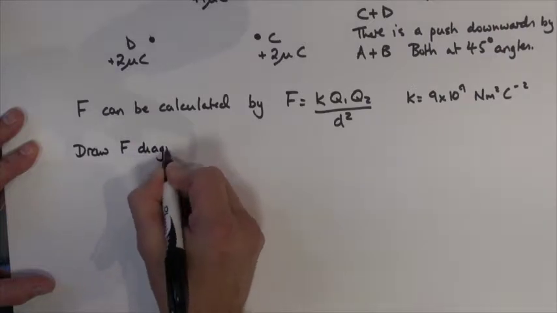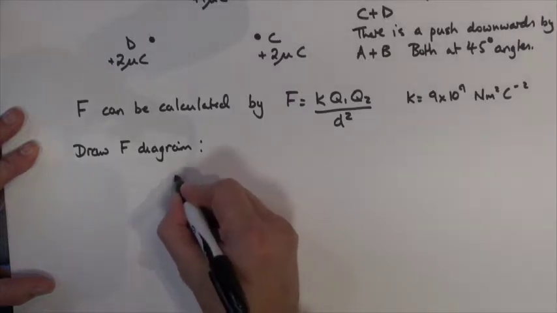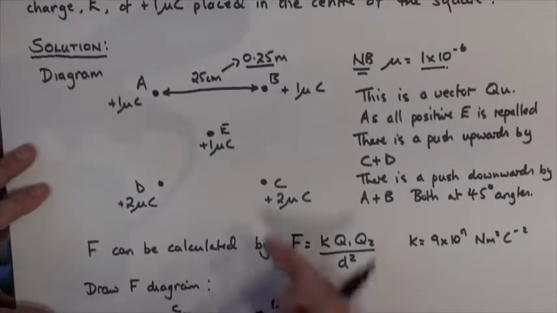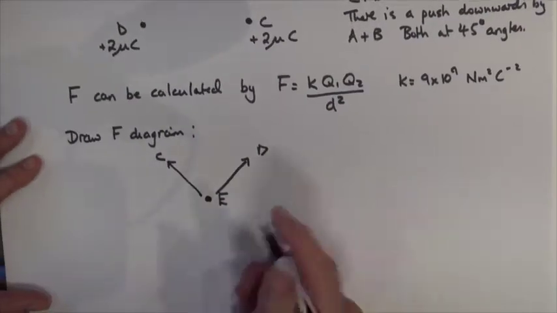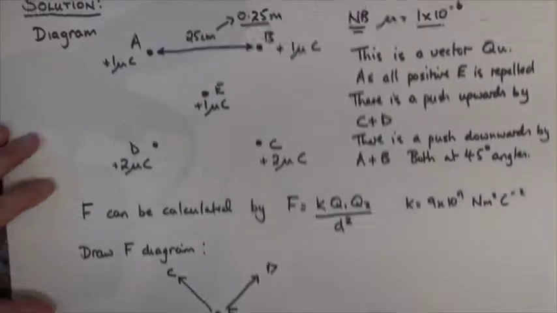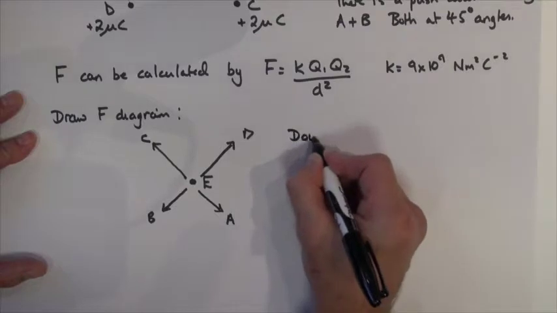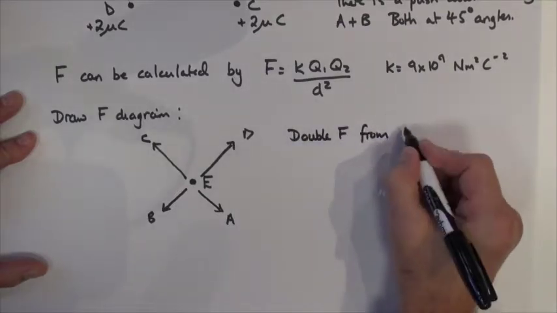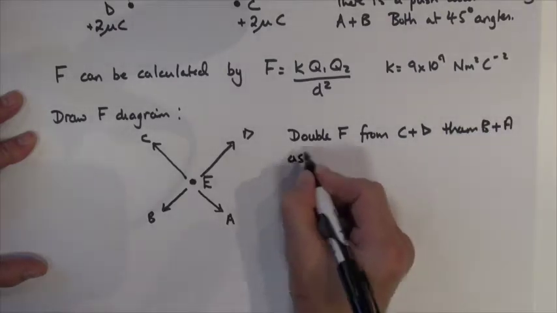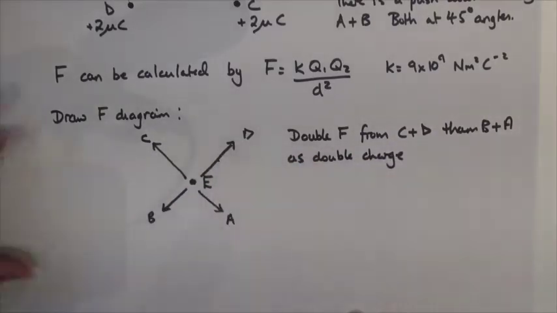From this we can draw a force diagram or a vector diagram. So here's E, and here are the forces that are going to be generated. This one coming from C, this one coming from D, and you can see they're acting upwards. We're also going to have forces acting downwards by B and A. So you can see they're acting at 45 degrees to E in each case. Note that the arrows are slightly bigger for C and D than B and A, and this is because C and D have charges which are double that of B and A, so the forces are double.